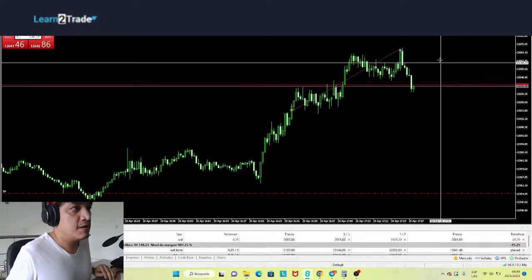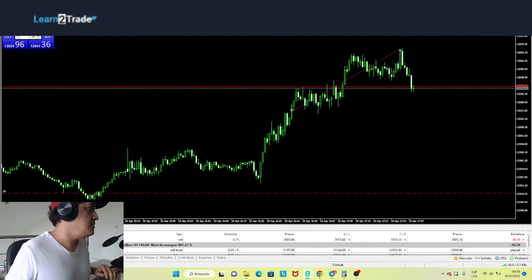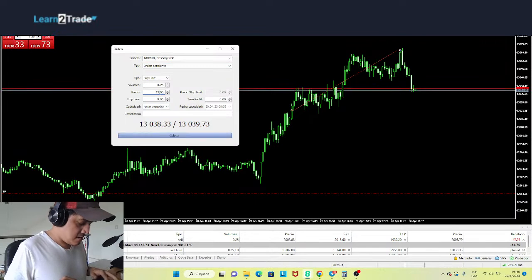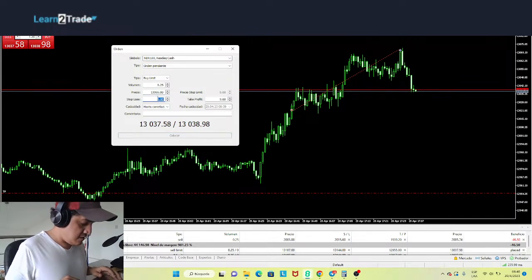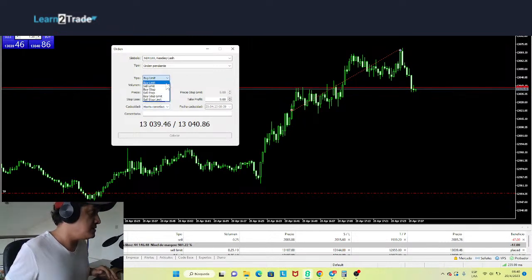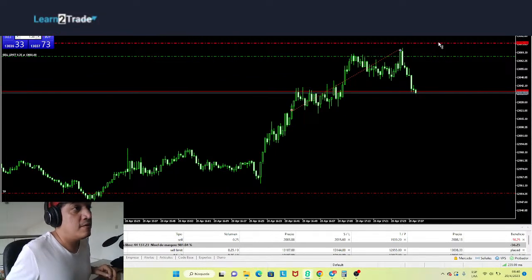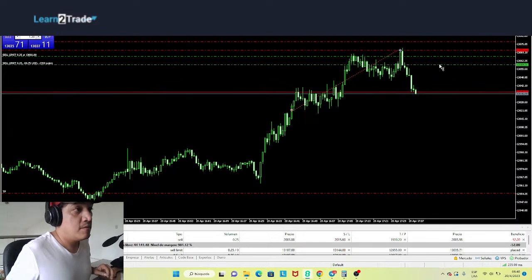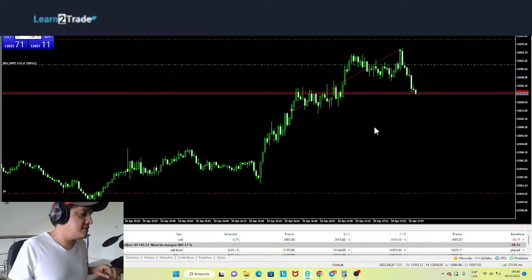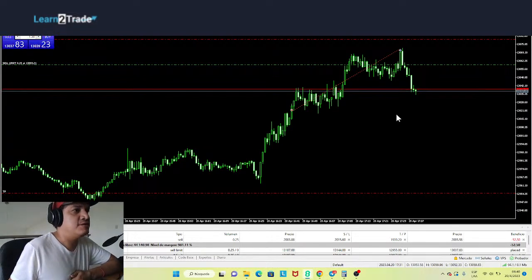13056, 13070, 78. Minimal risk, 13066, 13076.50. Sell limit. Right. So, very minimal risk. Just $50 out of a 50K account. That's 0.1%.